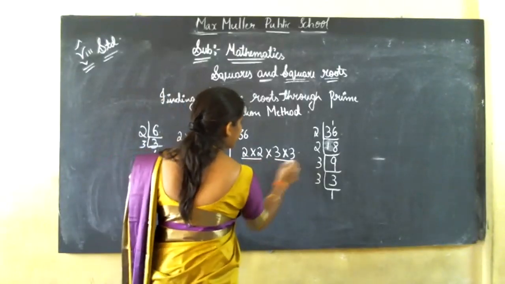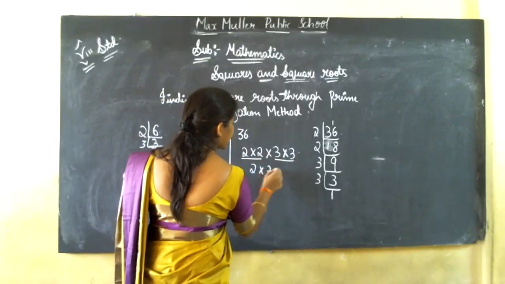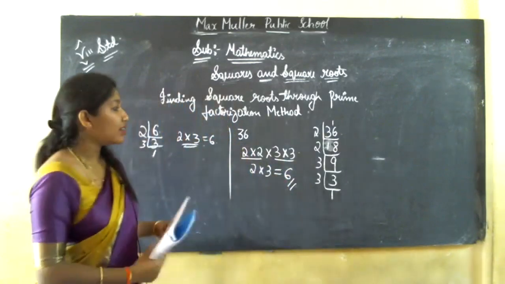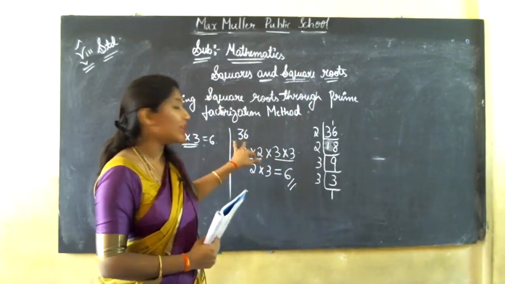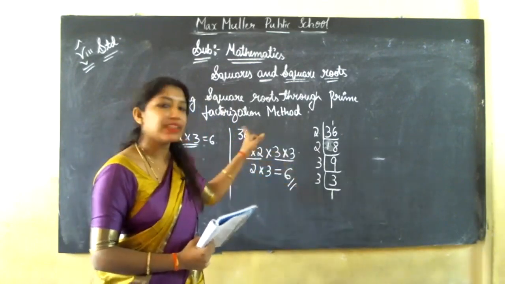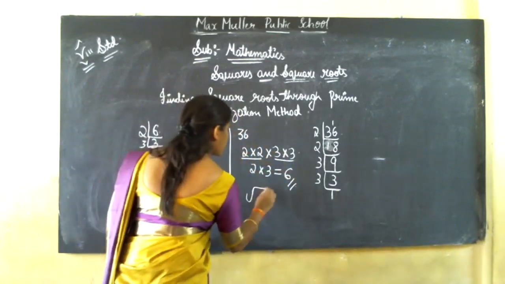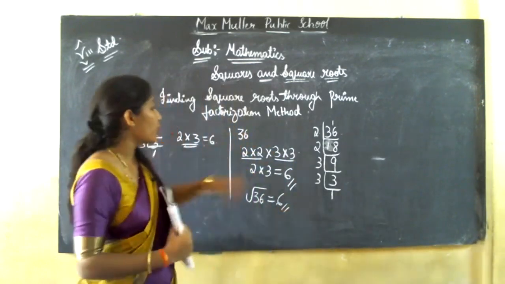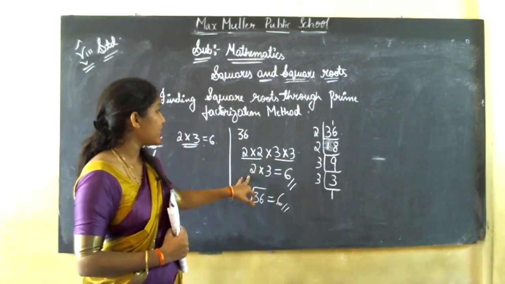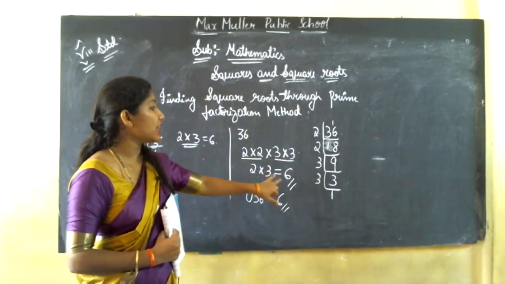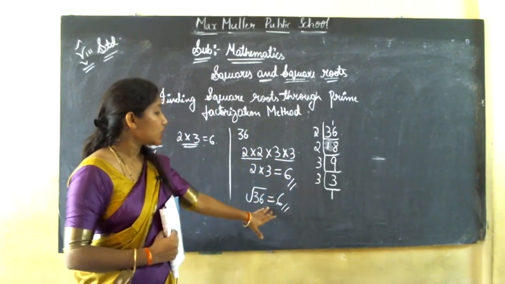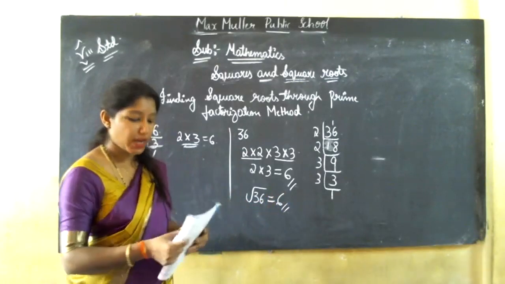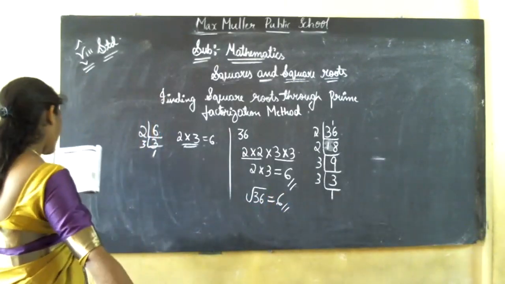See, 2 and 3. 2 into 3, it is 6. So the number, if you square it, you will get 36. 6 sixes are 36. So the square root of 36 is 6. Understood? You are grouping here and finding out 2 into 3, that is 6. So the square root of 36 is 6. Hope you all understood. Let me explain another problem.